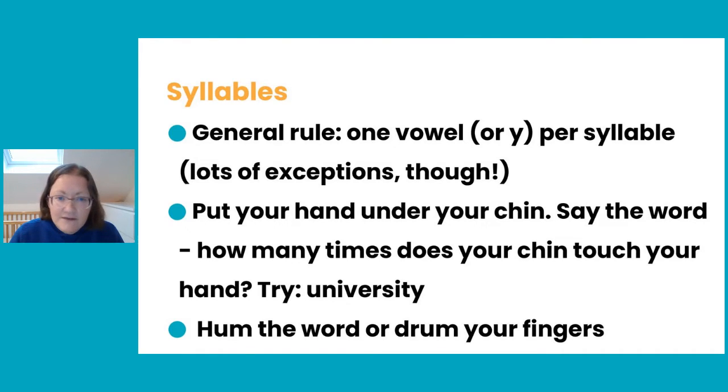Does university work with our one vowel per syllable rule? So we have U, I, E, I, Y. Yeah, it does. Awesome. Okay, so university is a good example then for both of those rules.